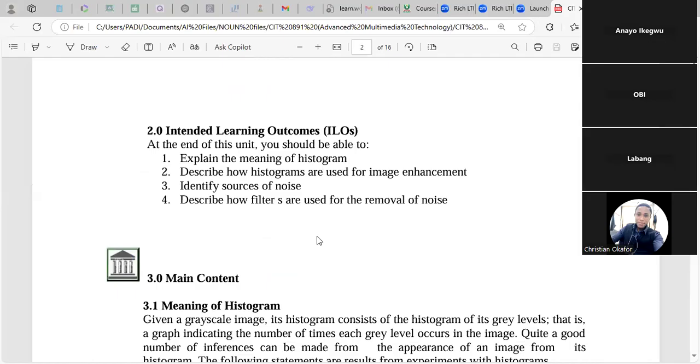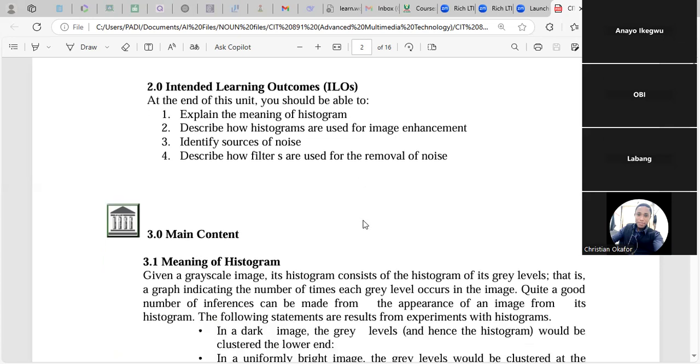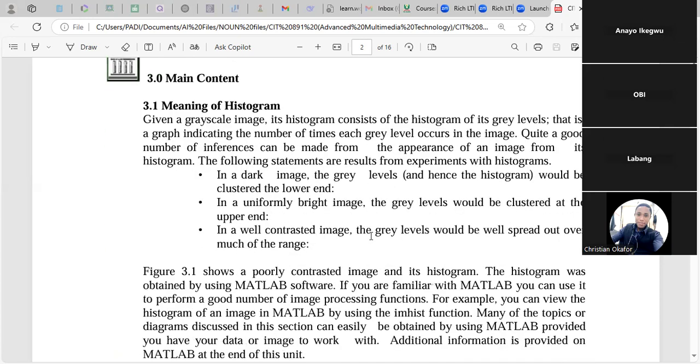Having noted our area of concern, we can move on to discuss some of the concepts raised. At the end of it, you should be able to understand what a histogram is, know how histograms are used for image enhancement, how to identify sources of noise, and how to use filters to remove noise. Okay. Now, we talk about histograms.